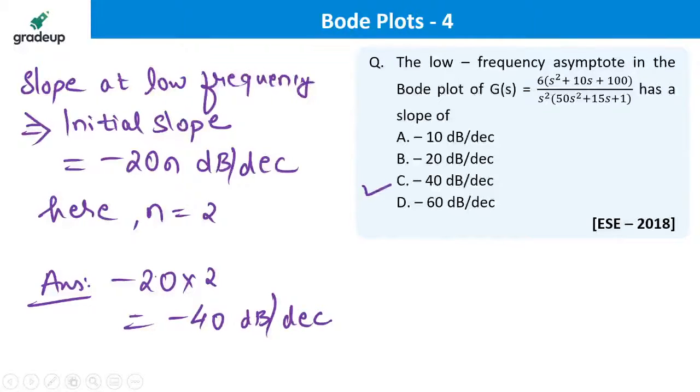n is the number of poles of G(s)H(s) at origin. Minus 40 decibel per decade. Option number C, straight away. Simple questions, but yet expected sometimes. These are like bonus questions for you. So never miss on these questions. Baki all will take further good questions also from Bode, but never miss on these questions. Take up the screenshot as well.